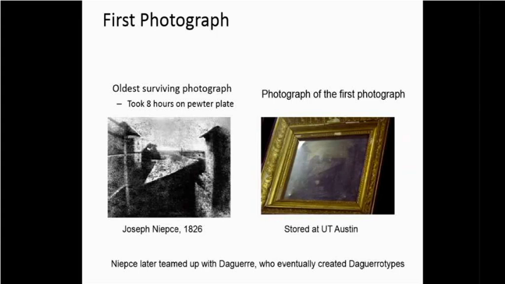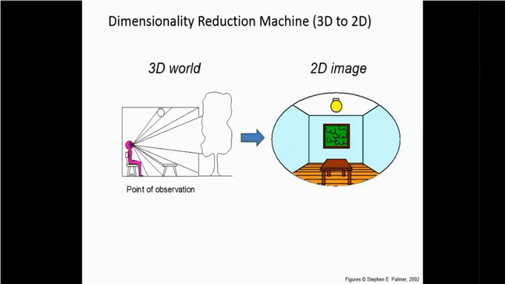And then, of course, eventually the films got much better, and so now we have cameras. You can just take a picture in a quarter of a second. So you can think about the camera as a dimensionality reduction machine. You've got all these 3D points in the world, and so you've got separate objects, and they all have their distinct locations.